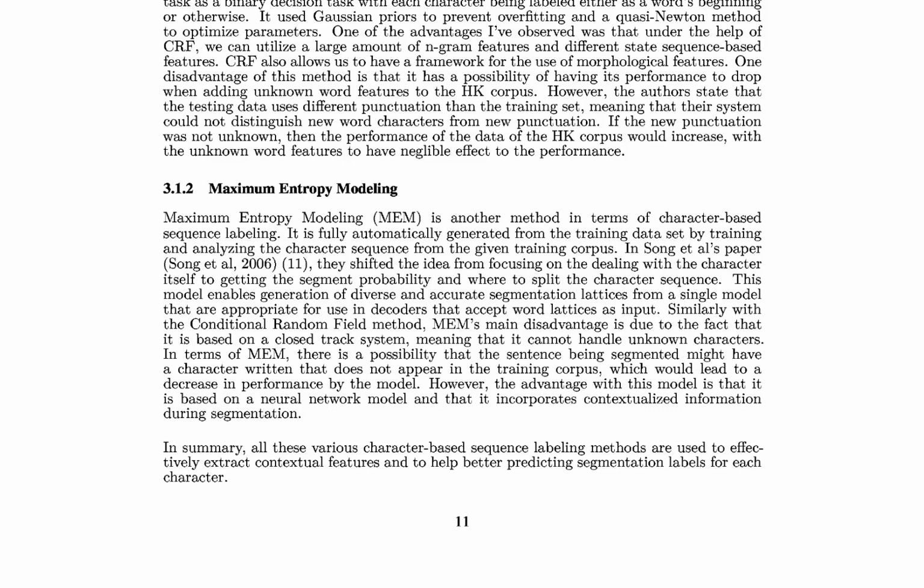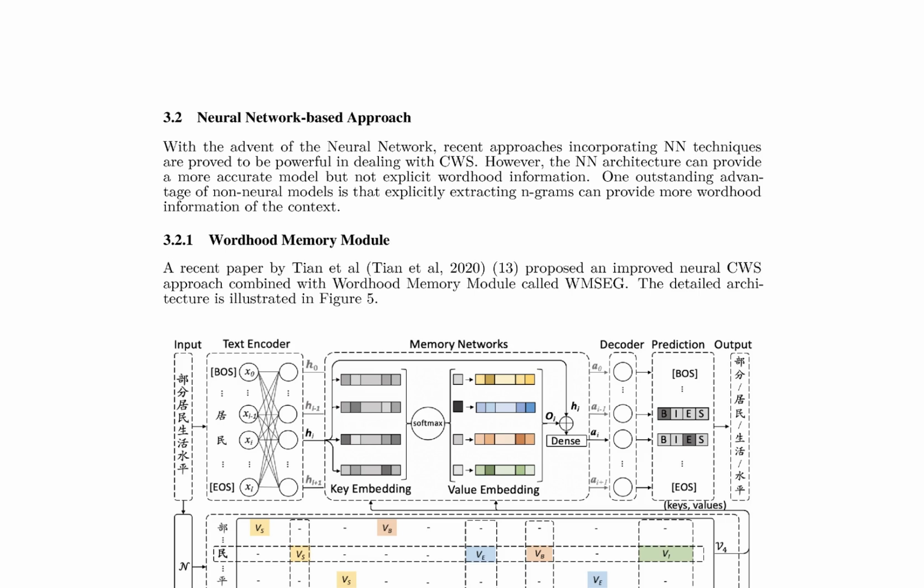The WMSEG architecture consists of a text encoder, memory networks, and a decoder. The input sentence is first encoded, and then NGRAMS are extracted and passed to the memory networks along with wordhood information from a lexicon. The output is then passed to the decoder to predict segmentation labels. The innovative part of WMSEG is the wordhood memory networks, which model pairwise knowledge and offer valuable information between segmented contexts and their meanings. The model also introduces flexibility to integrate various encoders and decoders.